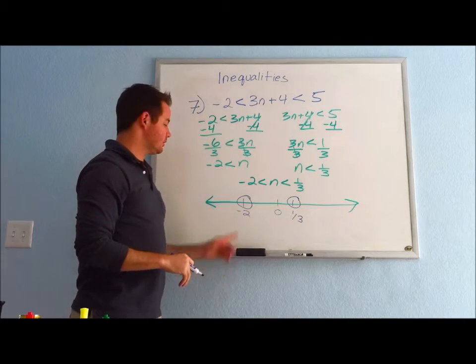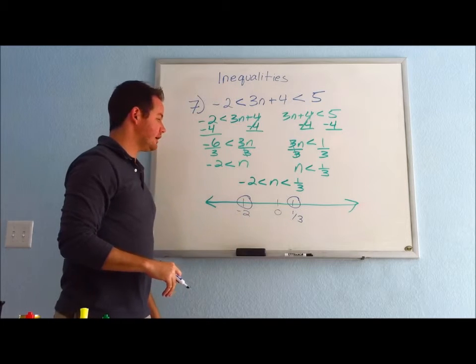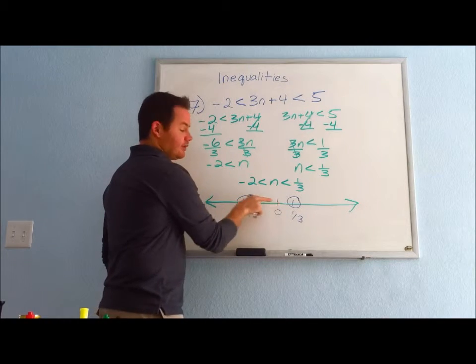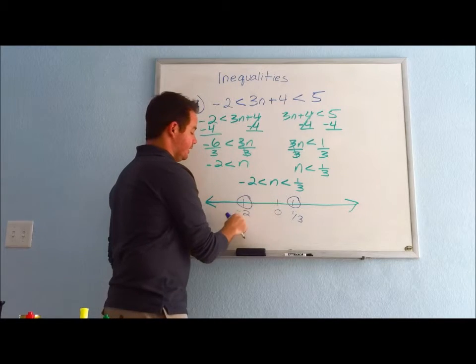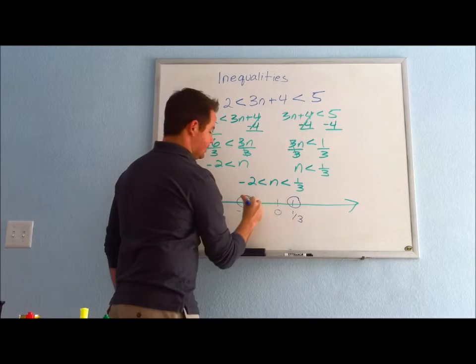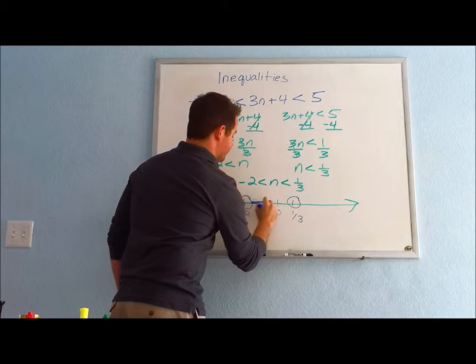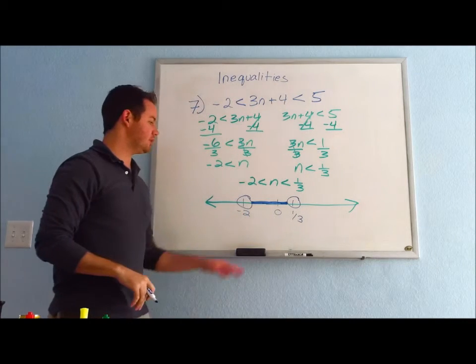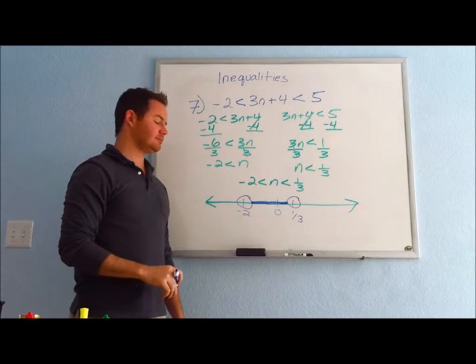So we have an open circle at each of those points on our number line, and when we fill in greater than negative 2, greater than means we're going to fill in to the right of negative 2, and less than 1/3 means we're filling in to the left. So we see that our solution set will converge in the middle between those 2 points.